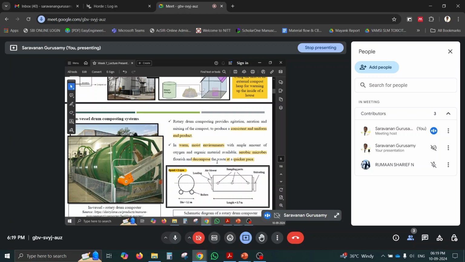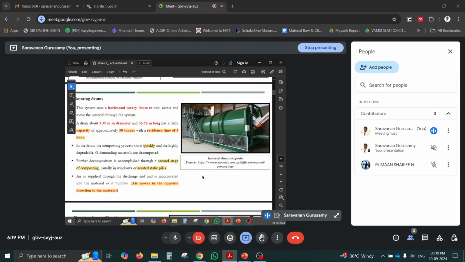So this warm and moist environment will help the aerobic microorganisms to flourish and decompose the organic matter at a quicker pace. So this is the thing you can check here. What are the components that should be present for a drum composting system? Okay, so the configuration of the rotating drum is shown in this slide.